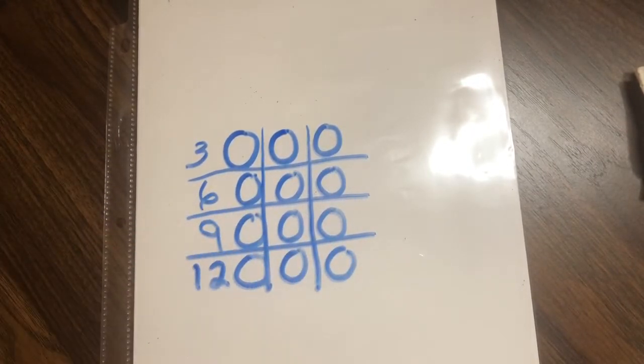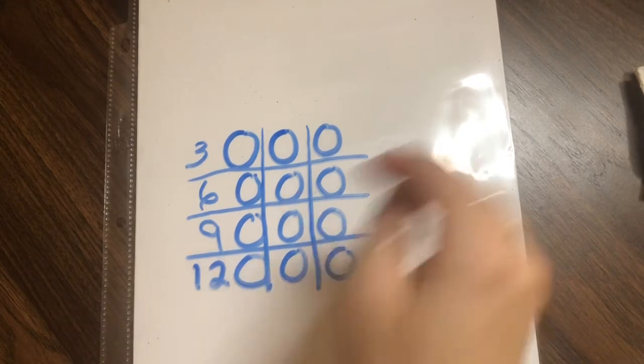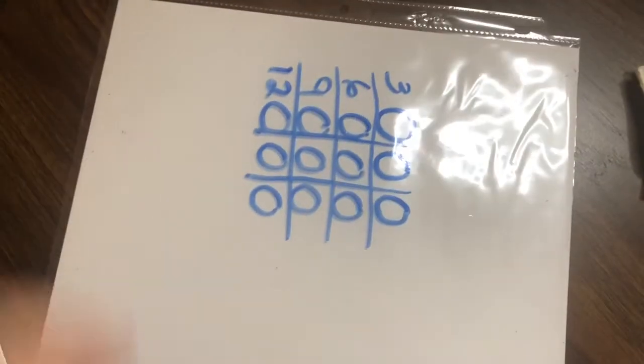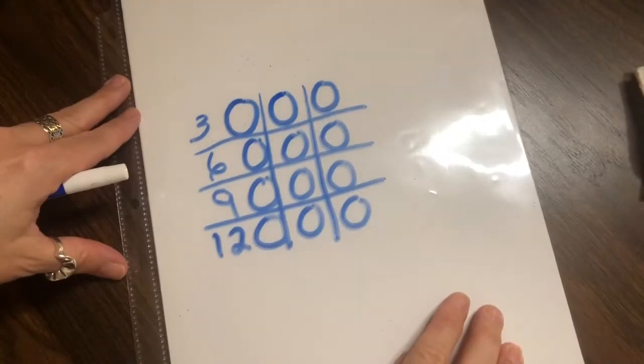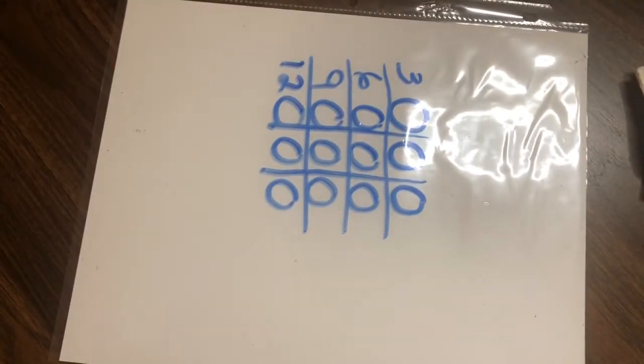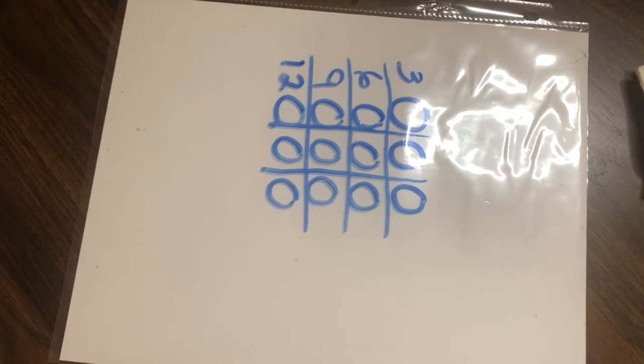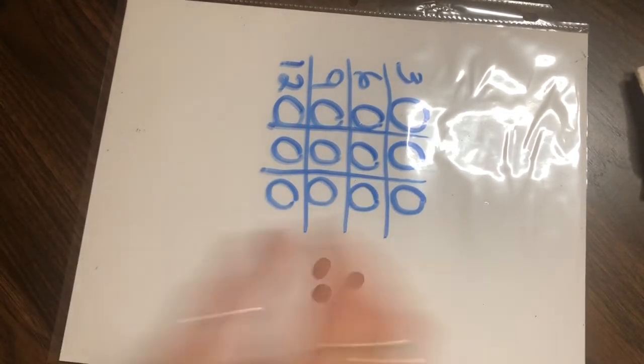Nicely done. You ready for a magic trick? I am going to completely change that array in 3, 2, 1, completely different array. And all I did was turn my board from vertical to horizontal, and I have a whole new array. I'm not skip counting only by 3s anymore.